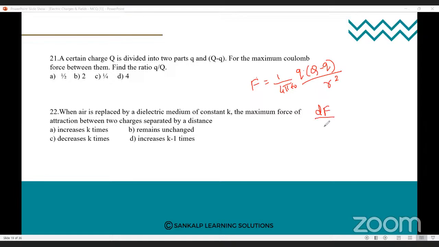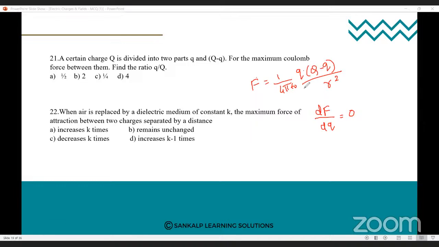So for the maxima, that is dF by dq, the differentiation of this will be 0. In maths we will study maxima and minima. So here for the maxima, the differentiation of F with respect to q will be 0. Whatever function is there, its differentiation becomes 0 for the maxima. Okay? So now we are going to substitute that.